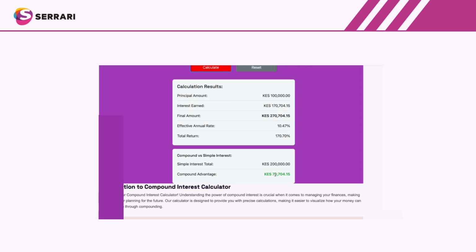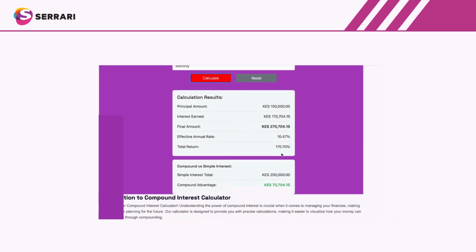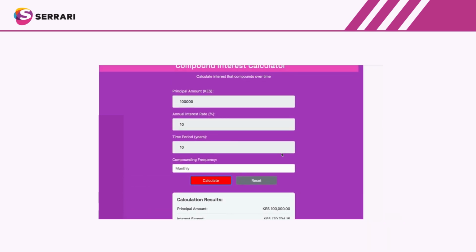Notice we've doubled the years from 5 years to 10 years. However, because of your interest earning interest, the compound advantage hasn't doubled to 28,000. Rather, it's multiplied itself by 5 times to 70,000. So this is the advantage of compound interest.